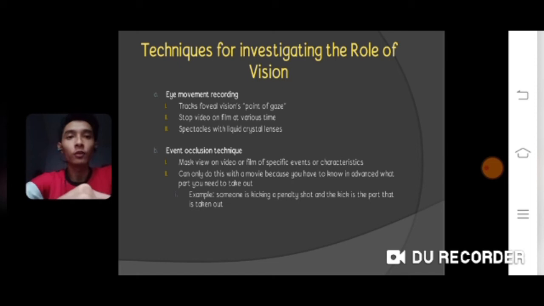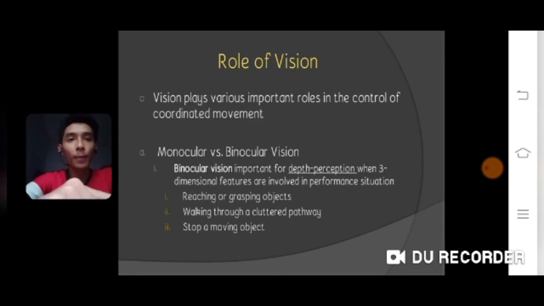And for the event occlusion technique, the first one is to view a video or film of a specific event or characteristic. It can only be done with a movie because you have to know in advance what part you need to take out. For example, someone is kicking a penalty and the kick is the part of the action that is taken out. Okay, then the role of vision.